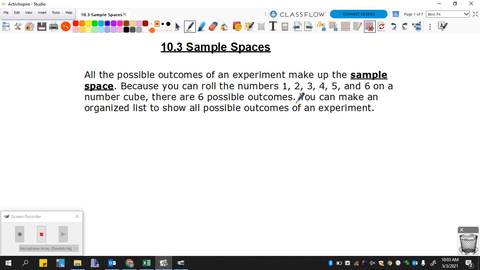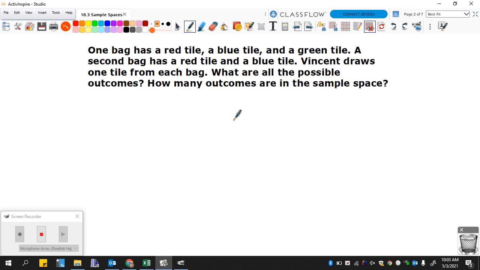In order to find that, you can make an organized list to show all of those possible outcomes. So in our first example, we have 2 bags. One bag has a red tile, a blue tile, and a green tile, and the second bag has a red tile and a blue tile. If Vincent draws a tile from each bag, what are the possible outcomes?